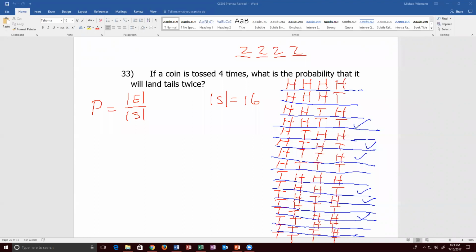So check marks: 1, 2, 3, 4, 5, 6. So in this case, the cardinality of the event would be, count again, 1, 2, 3, 4, 5, 6. So again, probability is determined by the respective event over the respective sample size. Sample size was 16, numerator being 6, 6 sixteenths reduces down to 3 eighths as the correct answer to problem number 33.